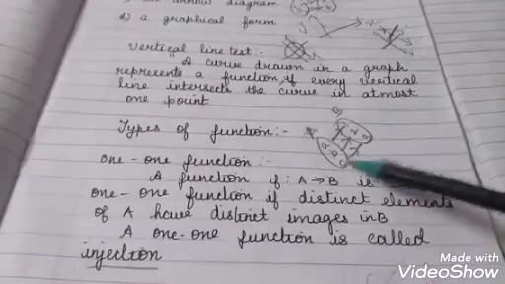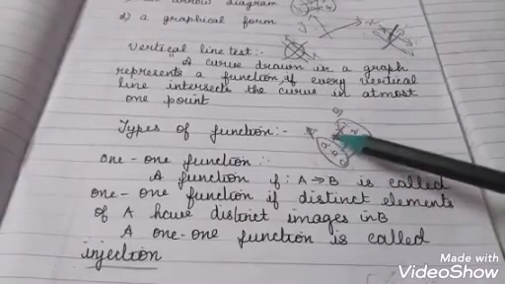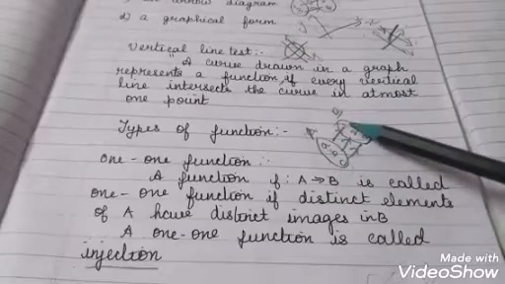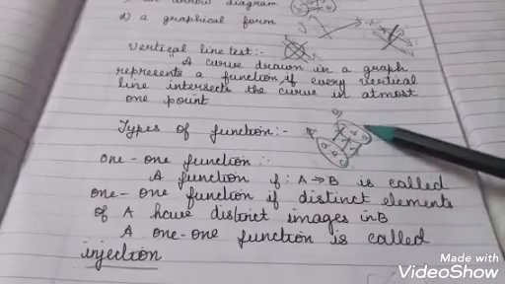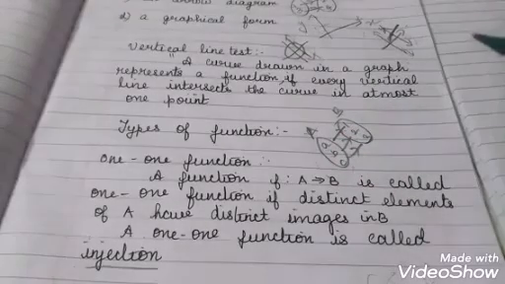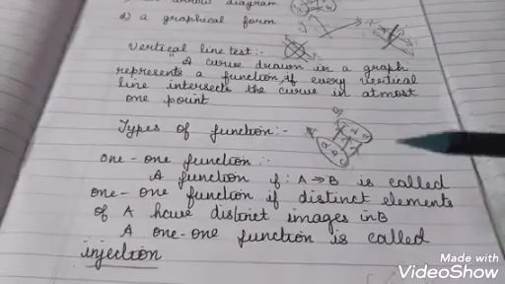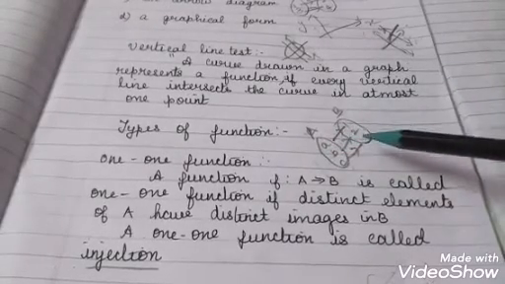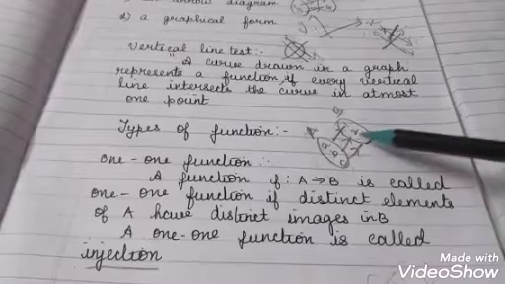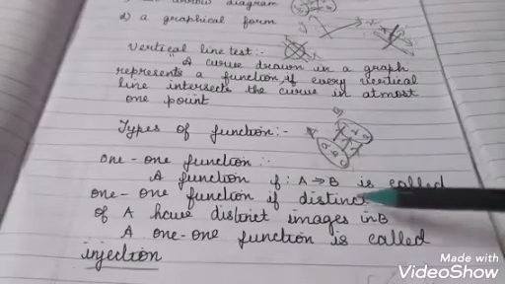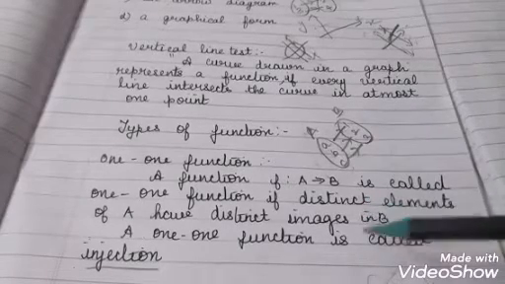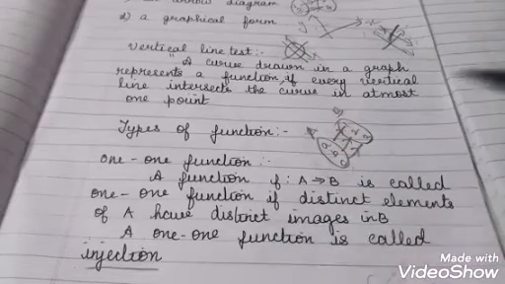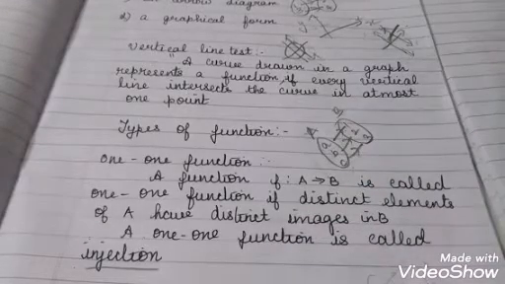So if you see in this arrow diagram, all the elements in A have unique images. The image of a is 1, the image of b is 2, and the image of c is 3. So all the elements in the domain have unique or distinct images in the codomain. That only we call a one-to-one function. Another name for a one-to-one function is injection.